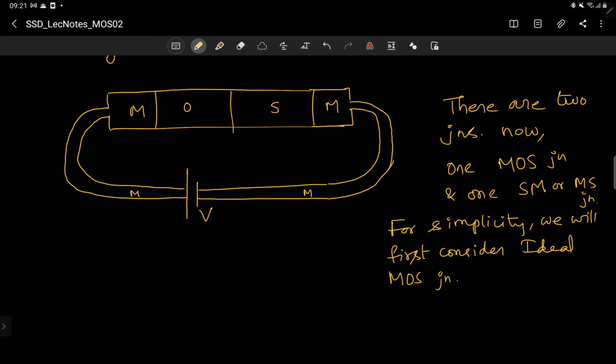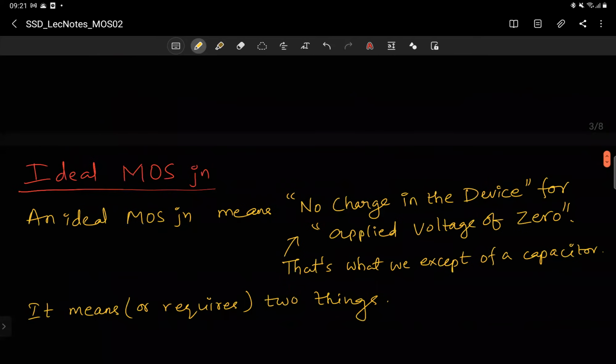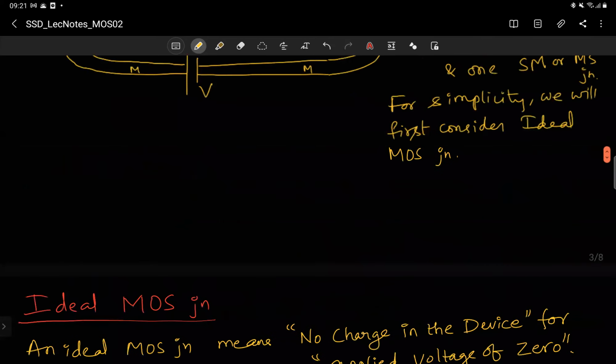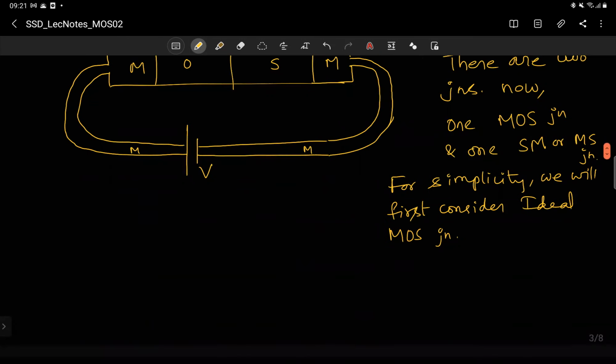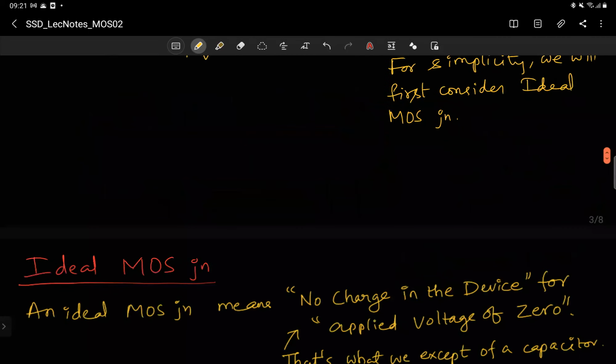So for simplicity, we will first consider the ideal MOS junction. Okay, so it seems there are more junctions. It's not just the MOS junction. We have this SM junction also. So let us start with discussing the ideal MOS junction, what it means. Is it clear so far? Yes or no? Yes. Yeah. So, ideal MOS junction.